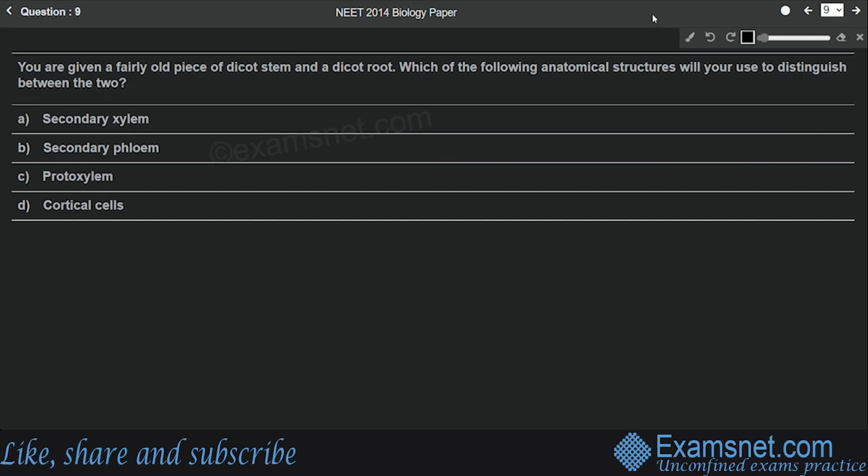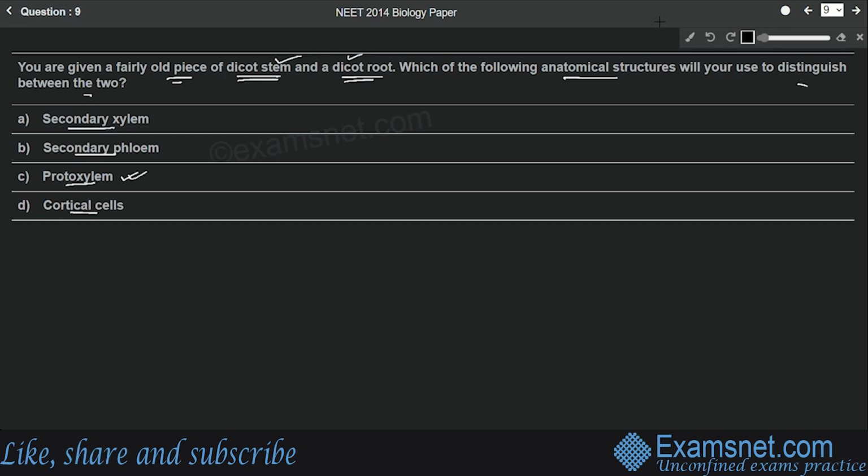Question number 9 is from the chapter Anatomy of Flowering Plants, and the question is, you are given a fairly old piece of dicot stem and dicot root. Which of the following anatomical structures will you use to distinguish between the two? Options are secondary xylem, secondary phloem, protoxylem, and cortical cells. One of the most notable differences between the dicot stem and the dicot root is the protoxylem.